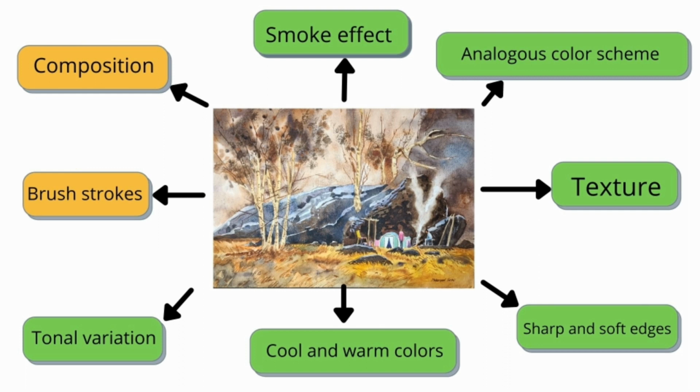So once again, 6 points: smoke effect, analogous color scheme, texture, sharp and soft edges, cool and warm colors, tonal variation. These are the 6 points that I'm going to explain shortly. And in addition to these, there are 2 more points: brushstrokes and composition. I want you to observe these 2 points by yourselves so that you can make the most of this video.